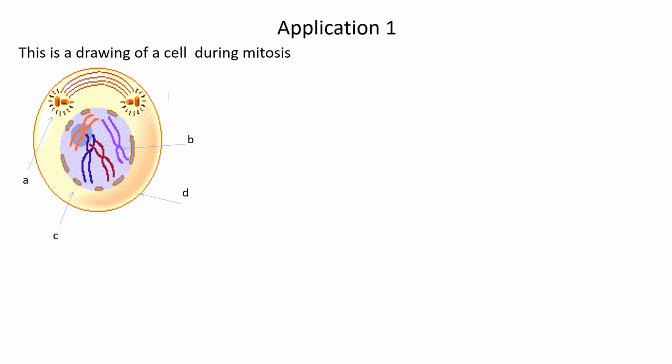Let's start with the first application. This is a drawing of a cell during mitosis. First question. Label the structures A to D. What is A? What is B? What is C? And what is D? Dear students, try to answer, please, these questions.